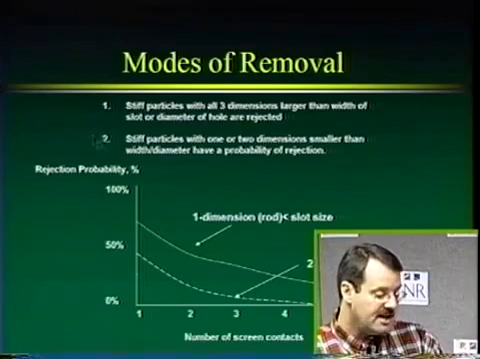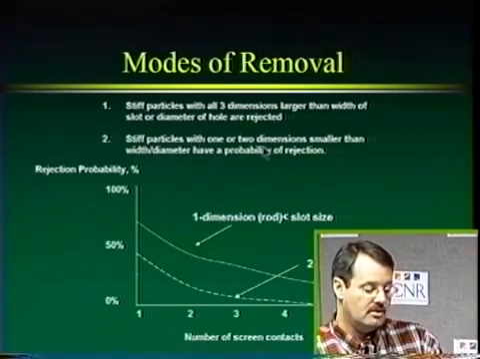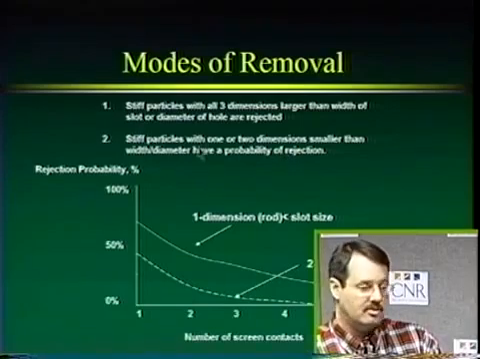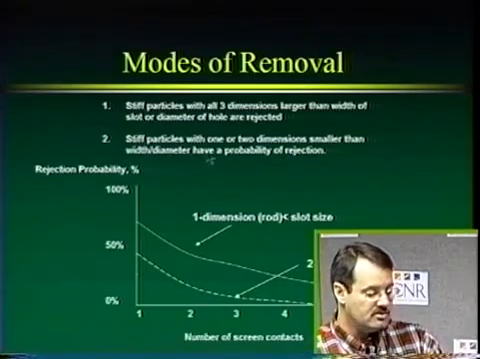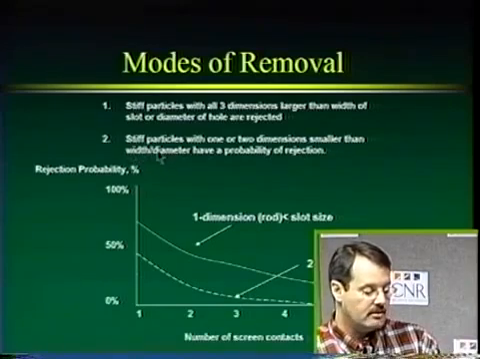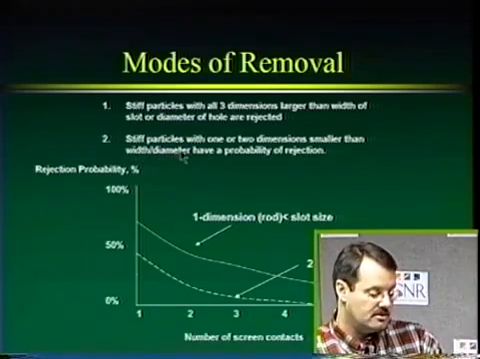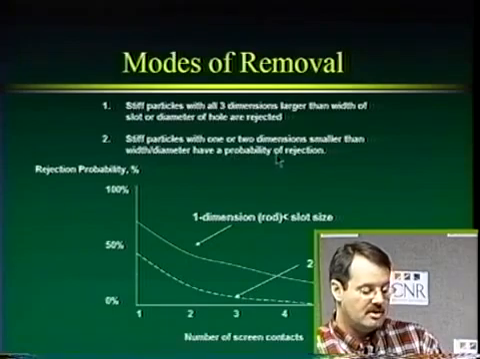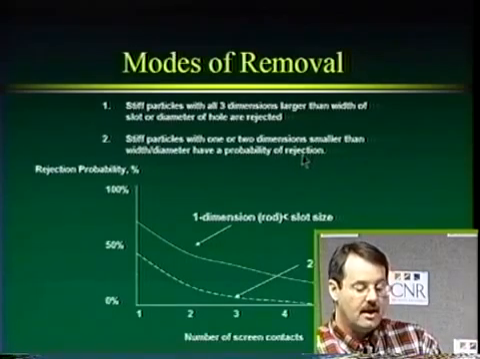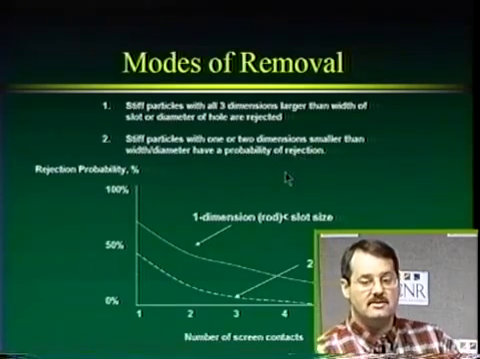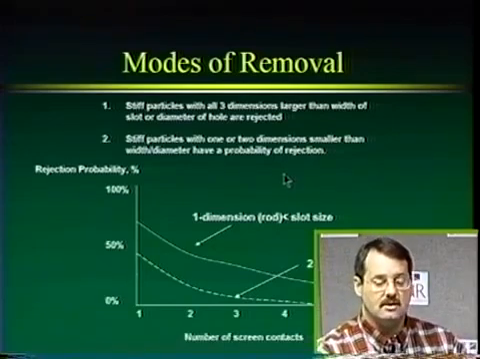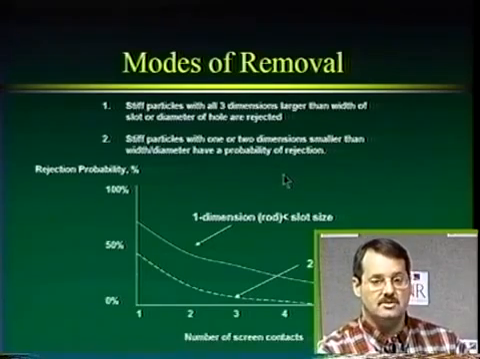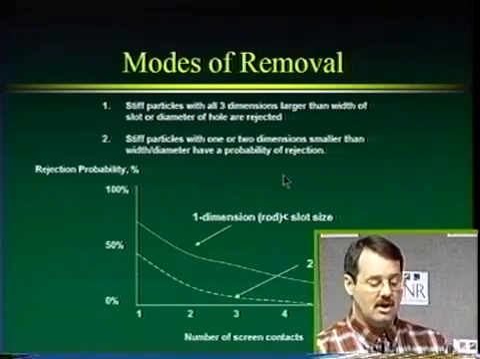The second way that particles are rejected is on a probability, and that's what part 2 says. It says stiff particles with 1 or 2 dimensions smaller than the width or diameter of the slot or hole have a probability of being rejected. And that probability just depends on what face or what dimension of that object appears to the opening.